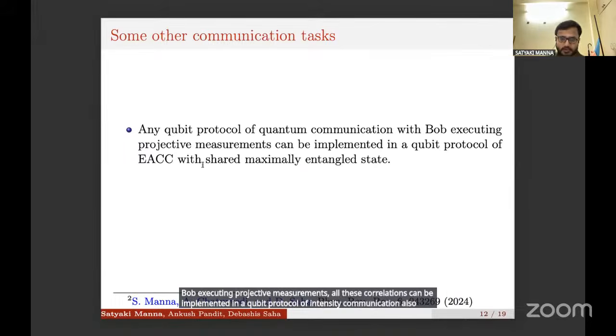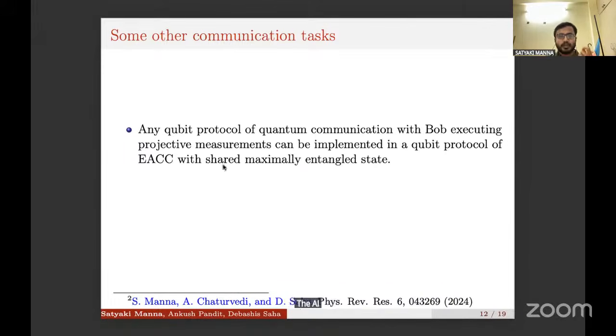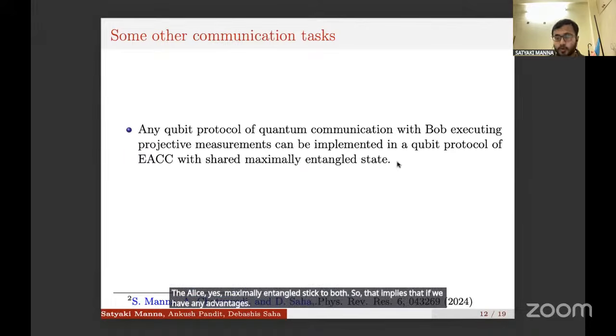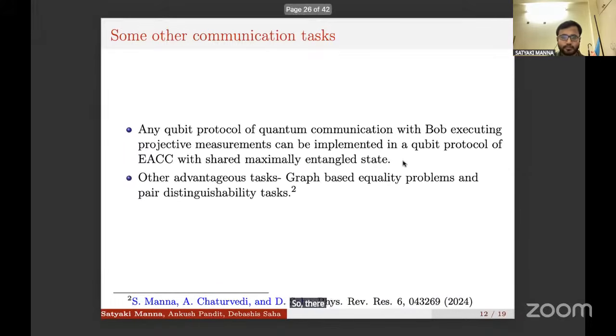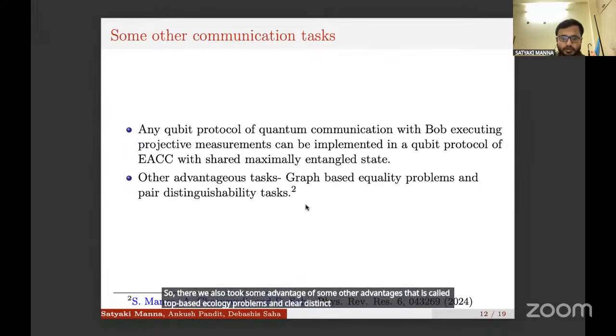And for this case, Alice shares a maximally entangled state with Bob. That implies that if we have any advantageous qubit protocol of quantum communication with respect to classical communication, that also gives the advantage in entanglement assisted classical communication too. There we also prove some advantage for other tasks, called graph-based equality problems and pair distinguishing tasks. I'm not going into the details of these tasks.